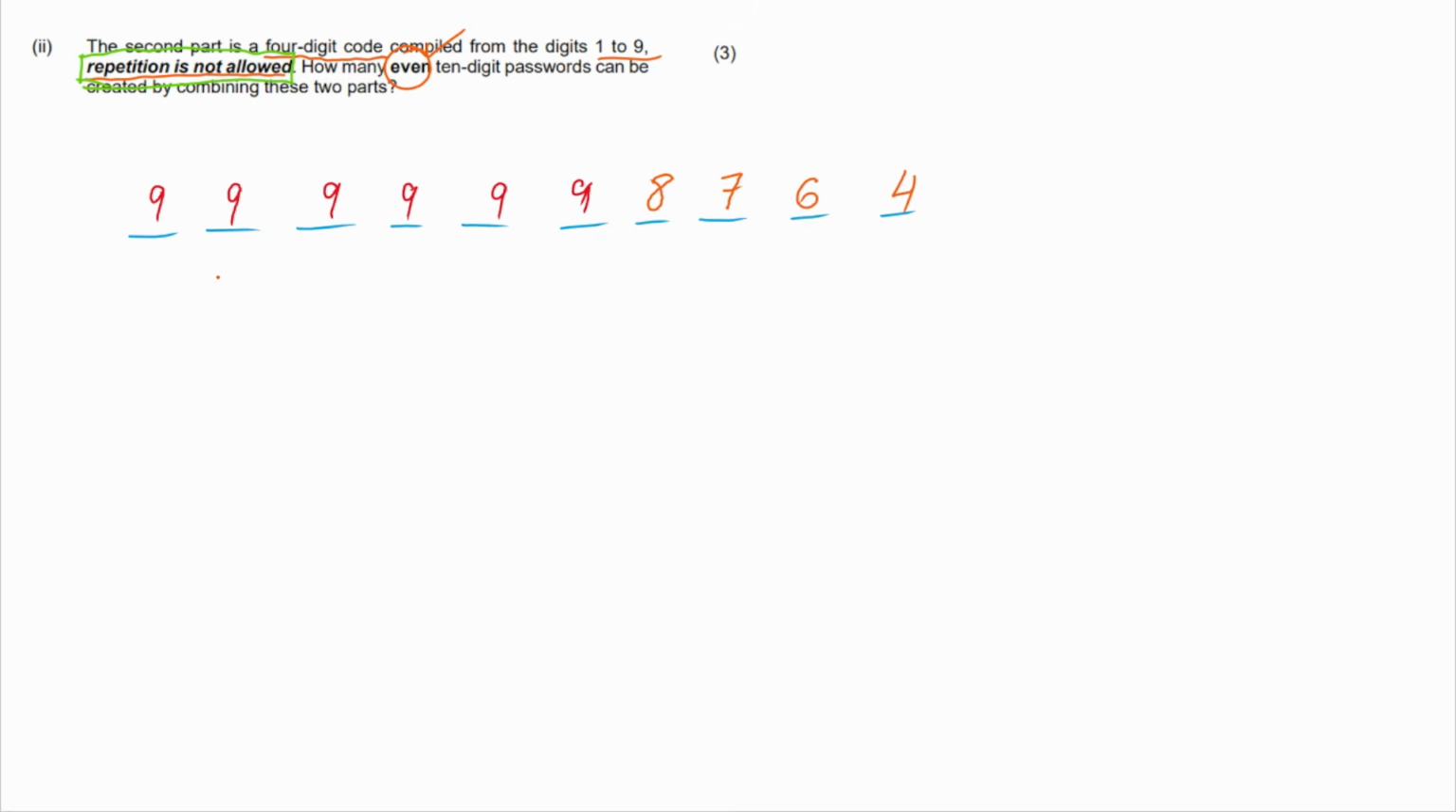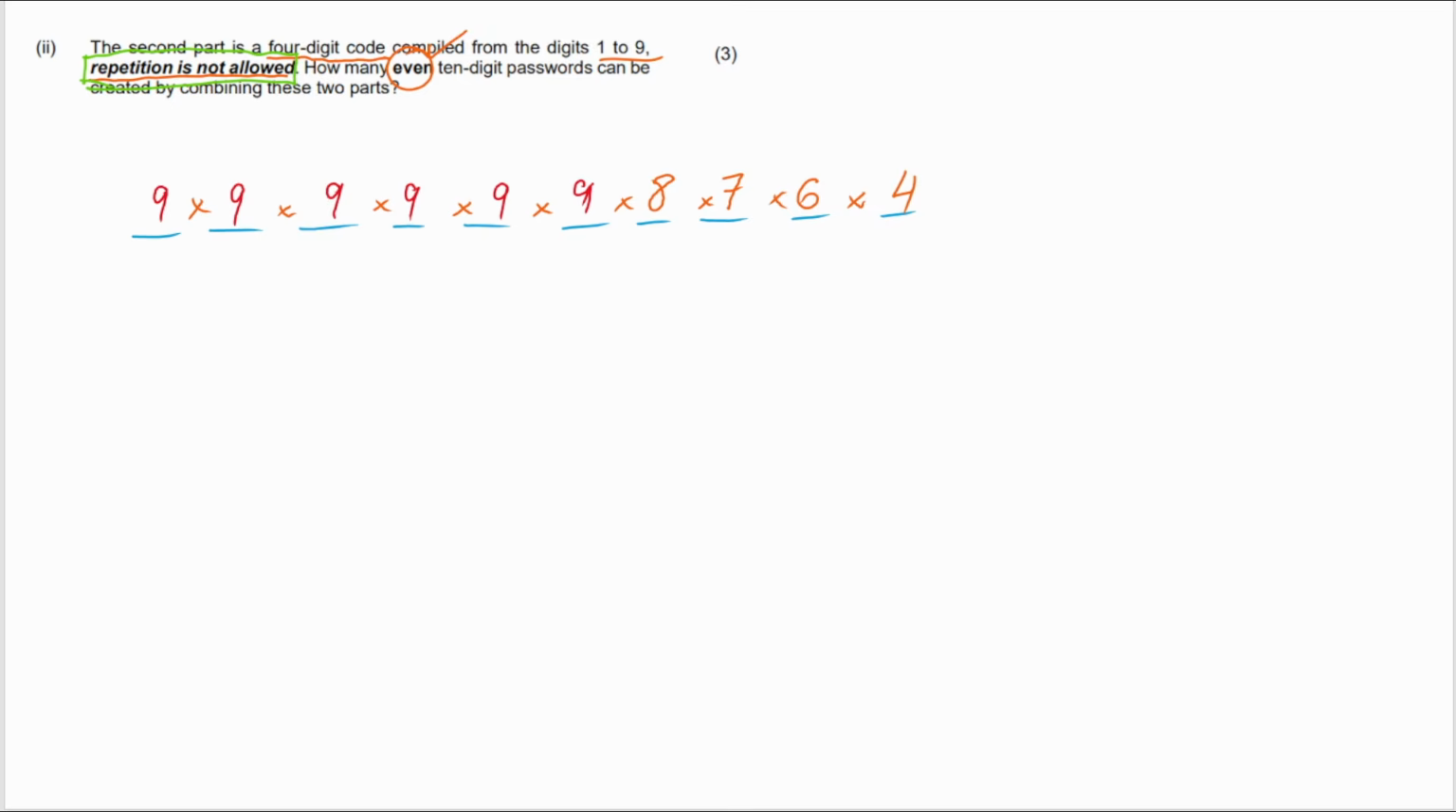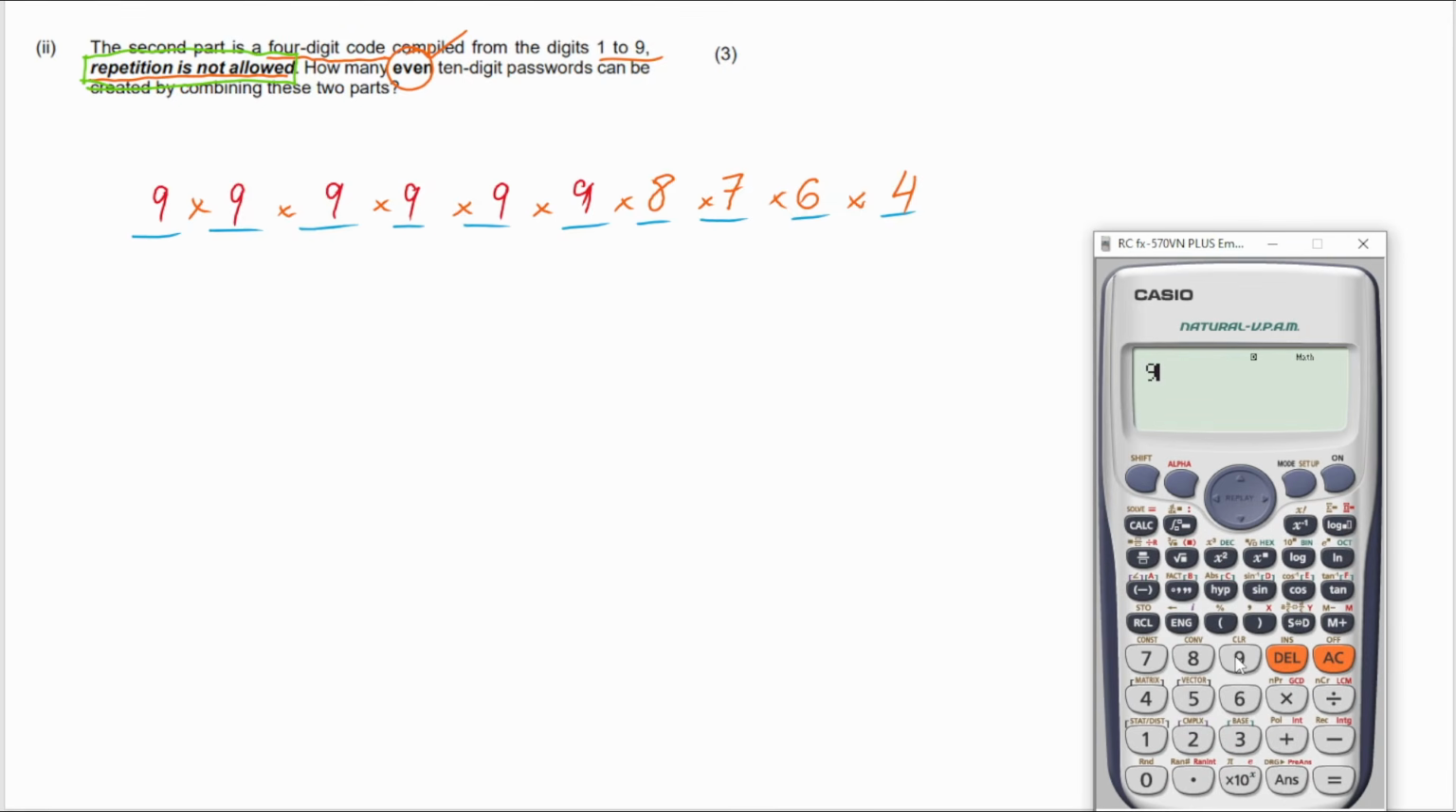Now we need to combine everything for the 10 digits. If we look at the first 6, this is 9 times 9. Remember, we're multiplying all of these things. So we multiply everything. Feel free to put all of this in your calculator. But what will be easier if I go to the calculator view is if I do 9 to the power of 6, times 8 times 7 times 6 times 4.